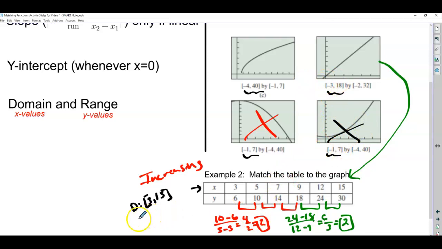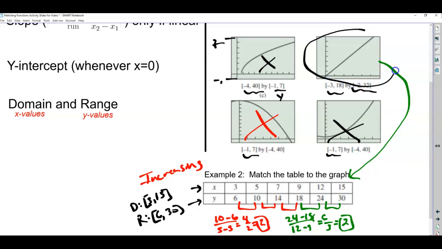And then look at your range. Range is the y values. My lowest y value in the table is 6. The highest y value is 30. And I want to go from 6 to 30. Notice my y value in this table only goes from -1 to 7. Here's -1, 7. Doesn't work. And the last one, -2 to 32, that meets our conditions that are needed. So more confirmation that that's the right choice.